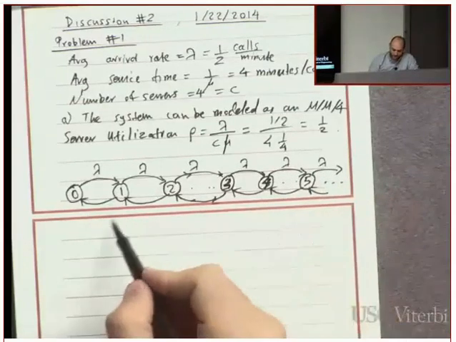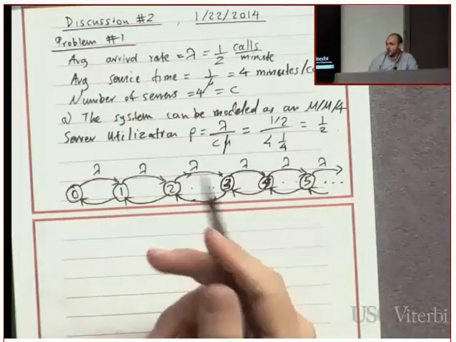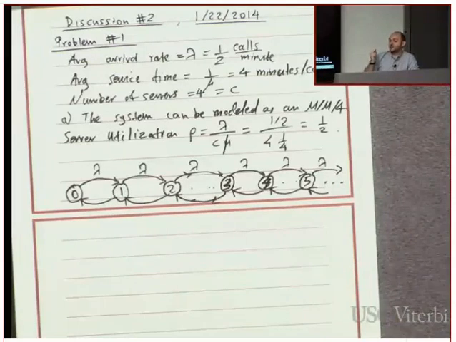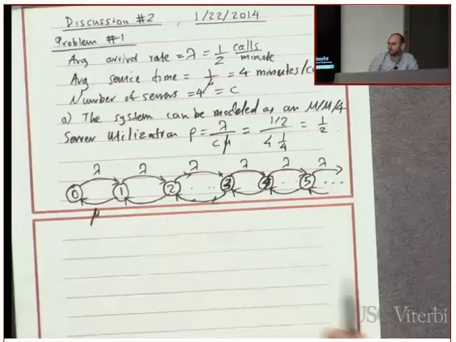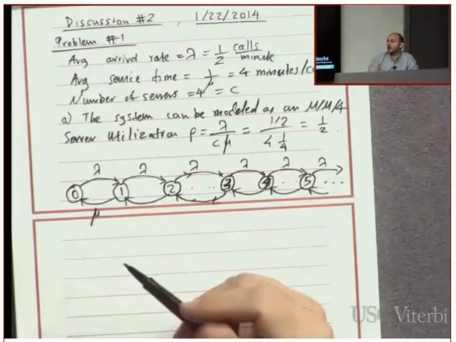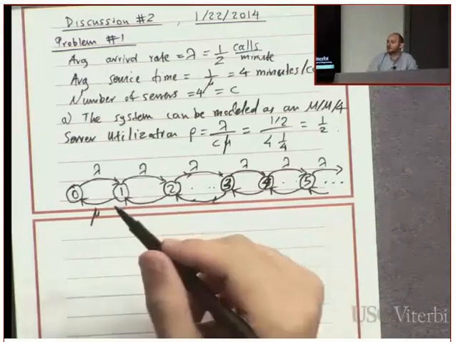What is the rate we go from 1 to 0? What is 1? 1 means there is one customer in the system, right? So it's going to be mu, right? Because we have only one exponential counting. It's how much time it's going to take for him to be served, right?